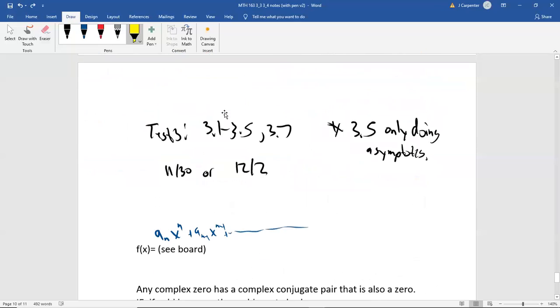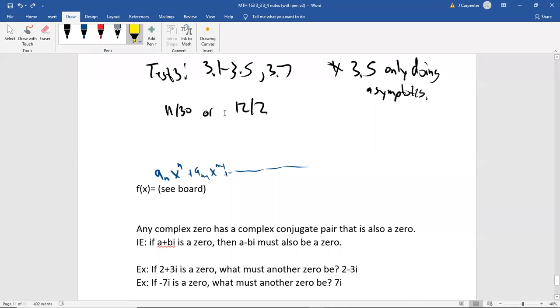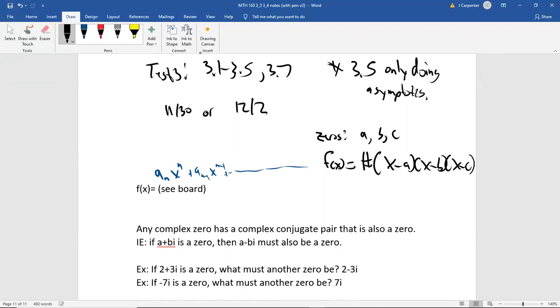So in another course, maybe, a scenario you could be in is I tell you, hey, this problem has zeros of 3, 5, and negative 7i. Write this in factored form. Well, if you know your zeros are, let's say, A, B, and C, you can basically write your function as some leading coefficient, some number that you would have to determine, times x minus A times x minus B times x minus C. That's the factored form.